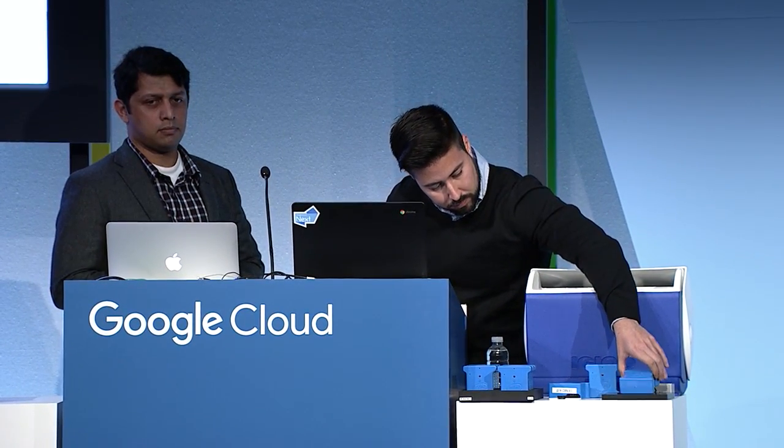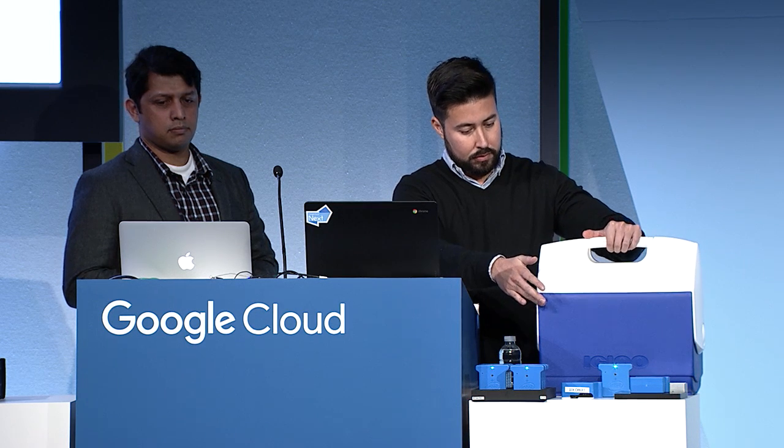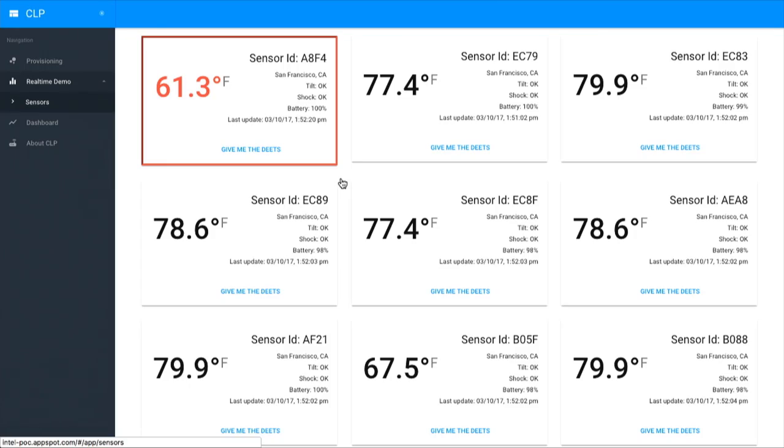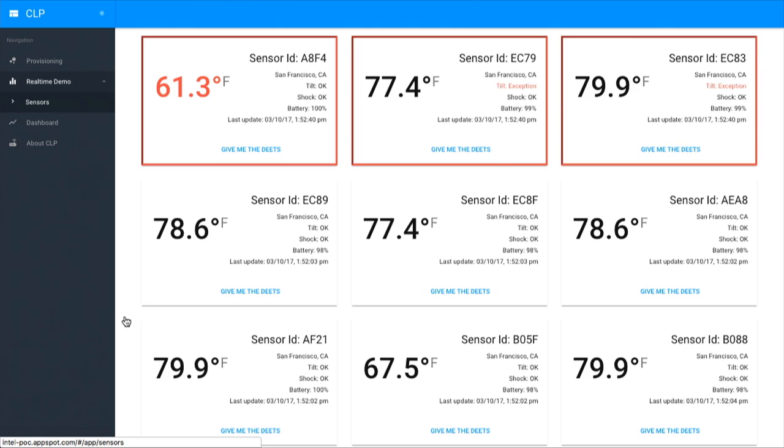When that happens, you can see it here on the screen, or more likely what you would do in a real world scenario is you'd use an API to push that data and go take some sort of action on that. You can also see any tilt occurrences that occur. So you can see a few of those are having tilt occurrences right now.